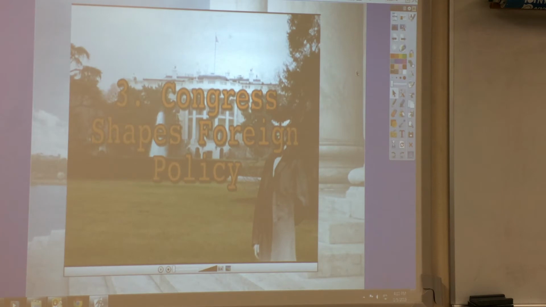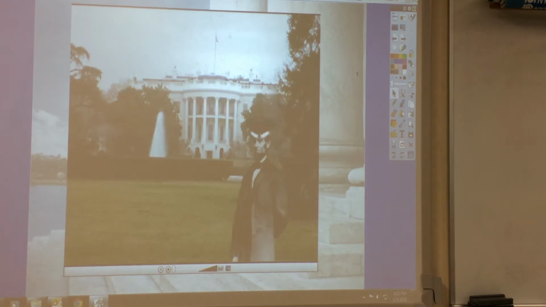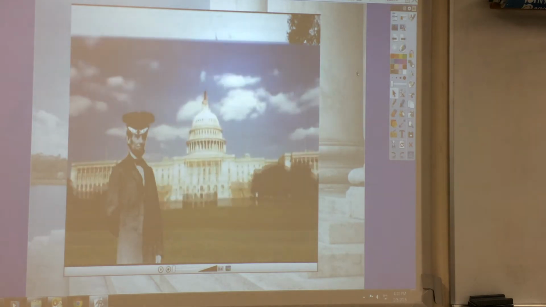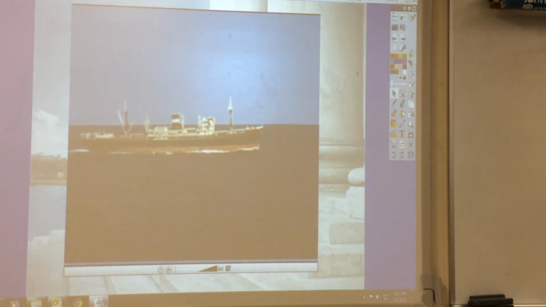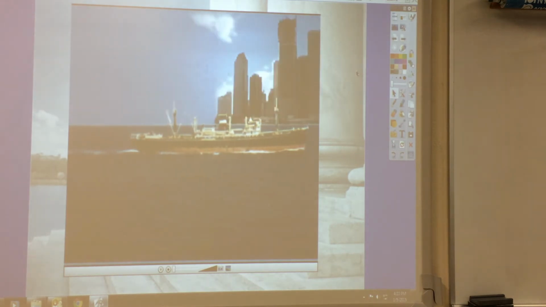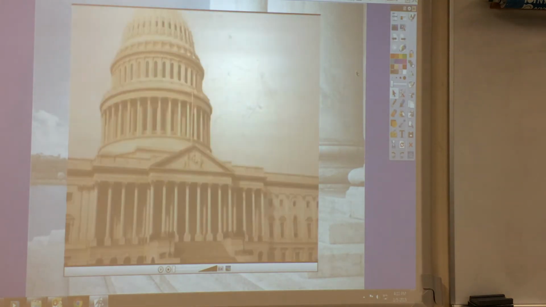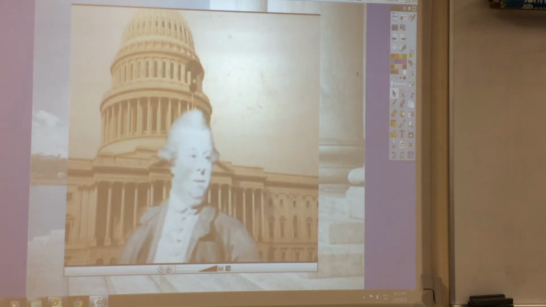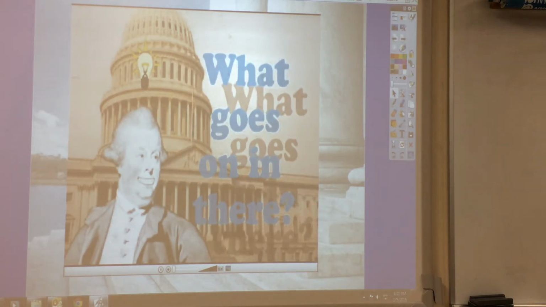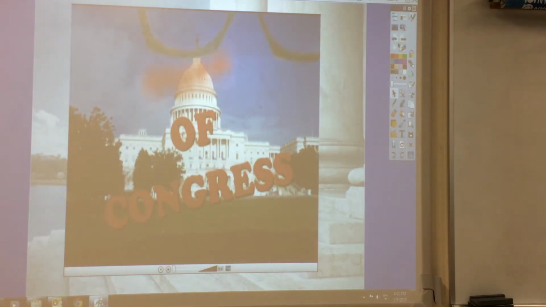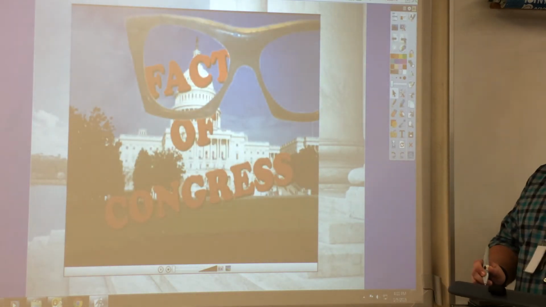Number 3, Congress shapes foreign policy. The President may be the commander-in-chief of the military, but it's Congress that has the power to declare war. Congress also deals with things like trade policy and foreign aid. So next time you go by the U.S. Capitol, you'll know what goes on in there. And that's another fact of Congress.